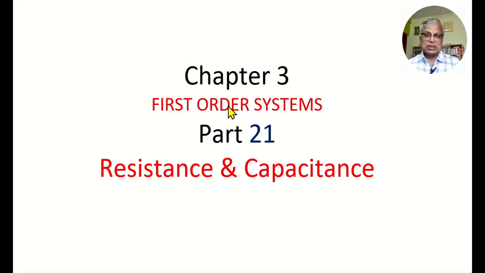Welcome to this lecture. In this lecture, which is on first order systems, chapter 3, part 21, we'll discuss two terms, namely resistance and capacitance. Resistance and capacitance are associated with the first order lag. They are characteristics of a first order process, first order lag.